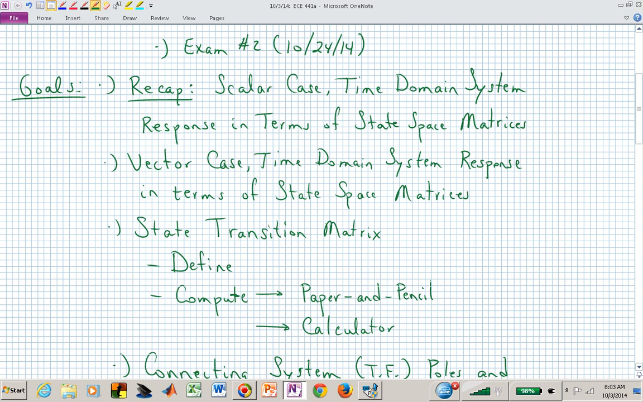We will look at one piece of that solution, which is this e to the AT, this exponential matrix, and that occurs a lot. We call that the state transition matrix. We'll look at computing that with paper and pencil.